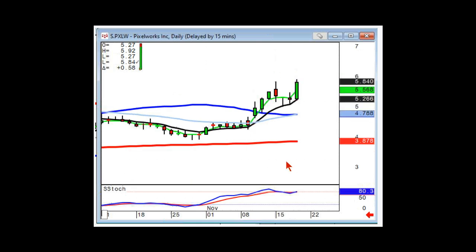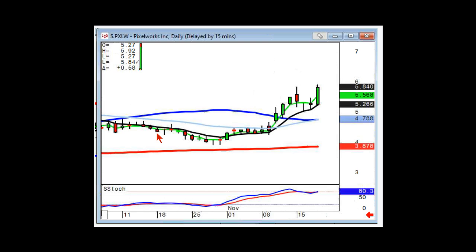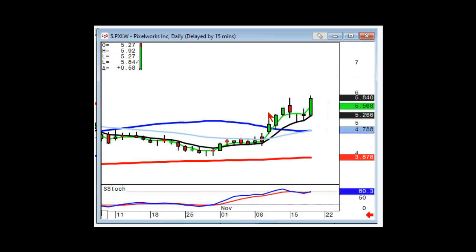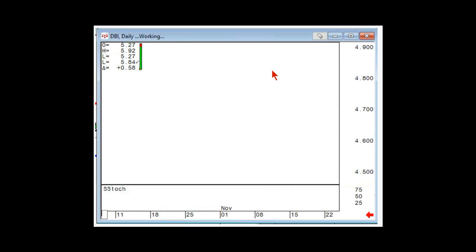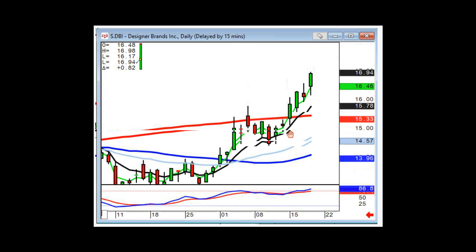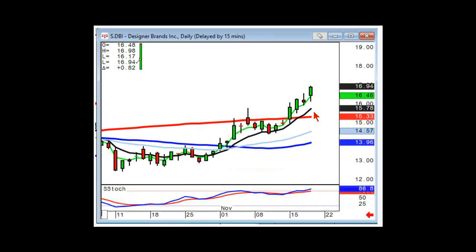All right, so look at your Pixelworks. There's your classic Frypan bottom followed by a J-hook pattern. So you keep an eye on that one. Look at your Bobble breakout on DBI. This is where you want to concentrate your mental or visual targeting of maybe picking out 4 or 5 different patterns and learn them extremely well.